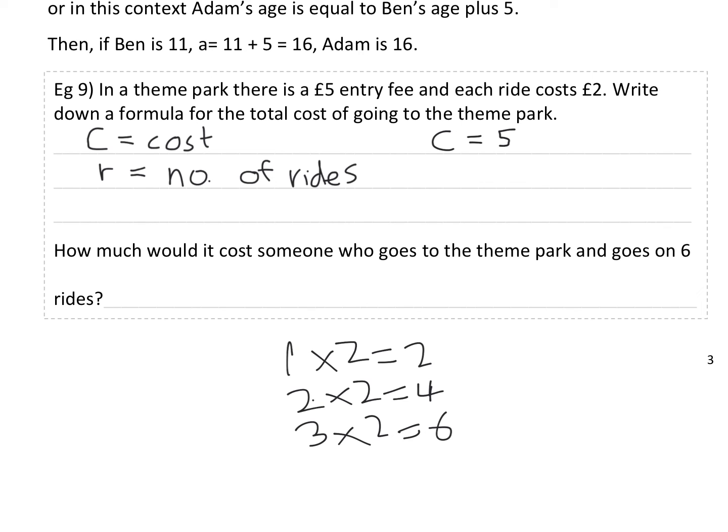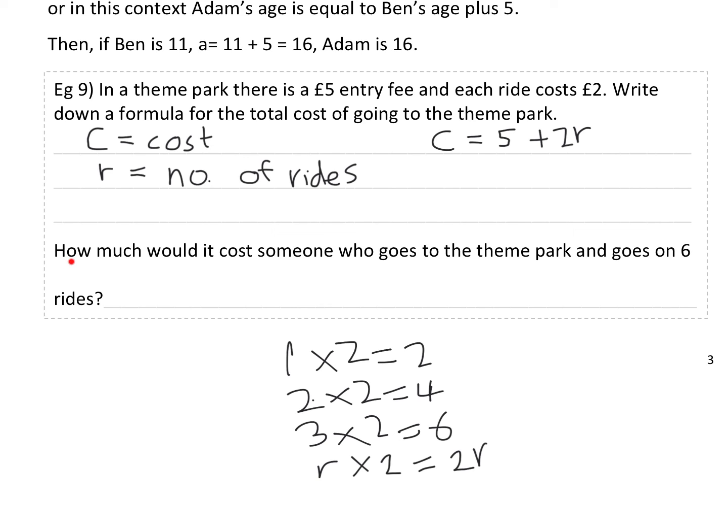And you'll notice what I'm doing there is I'm multiplying the number of rides by 2, because each ride costs £2. So if we had R rides, then the cost of those R rides would be R multiplied by 2, £2 for each ride, or 2R. So if we go back to our formula, it's going to be £5 to get in plus 2R, £2 for every ride, 2 multiplied by the number of rides you go on.